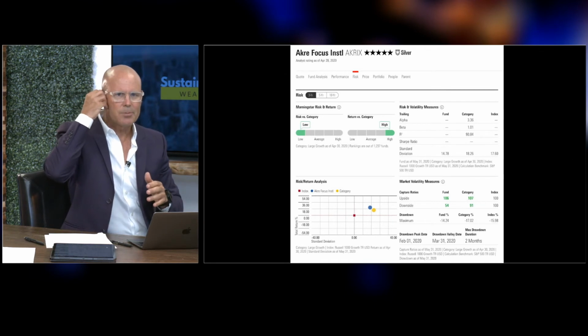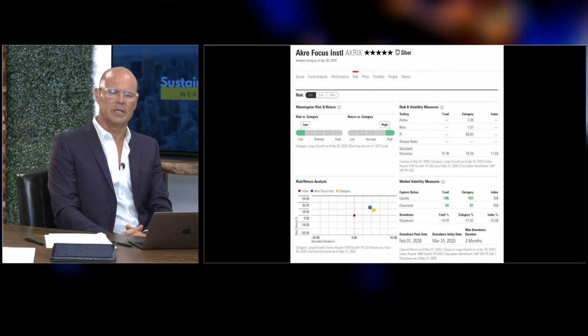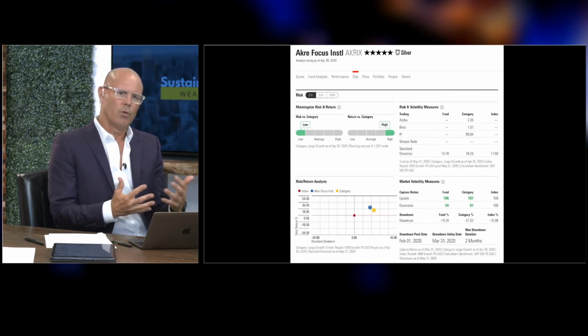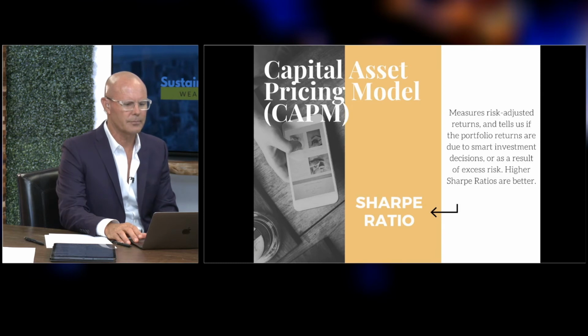So that's part of the secret sauce of this thing called selection: is it repeatable, in terms of what they did the last 10 years, and whether or not they are going to have the ability to continue all that.